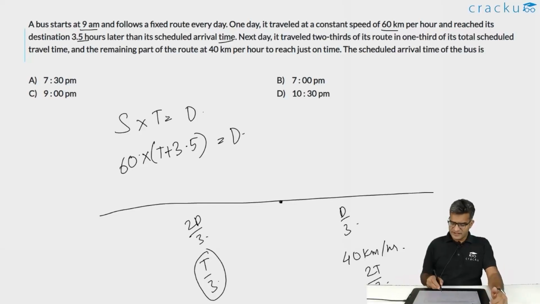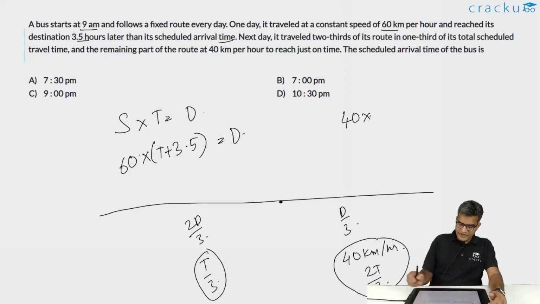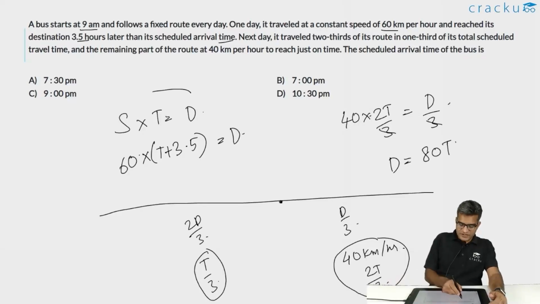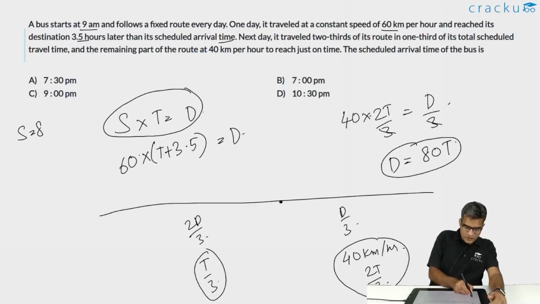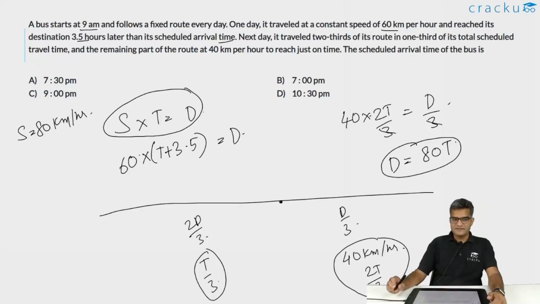What does this mean? Here, if you are traveling at 40 kilometers per hour into the time it traveled, 2t by 3, is equal to d by 3. This is another equation we have, so we can cancel both of them. So the value of d is equal to 80t. Here we know that d is equal to s into t. Here we are told that d is equal to 80t. This would imply that s has to be equal to 80 kilometers per hour. This is the usual speed at which it travels.